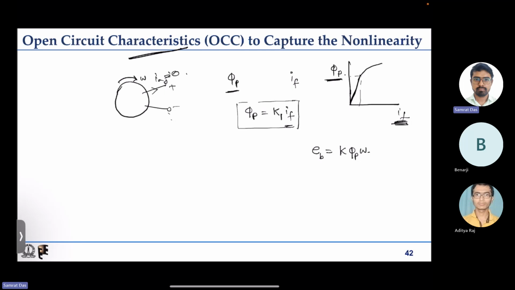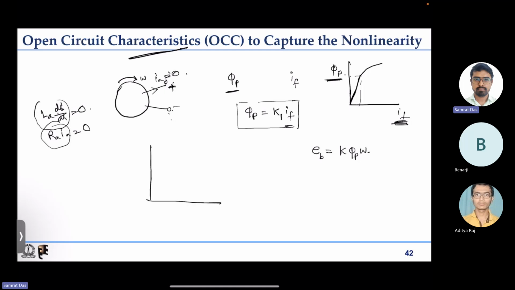If Ia equals 0, then La dia/dt is 0, and Ra into Ia is also 0. That means we can measure the induced EMF directly, because there is no current flowing. So these components, the inductive drop and resistive drop, are 0. So we can get a measure of the induced EMF.